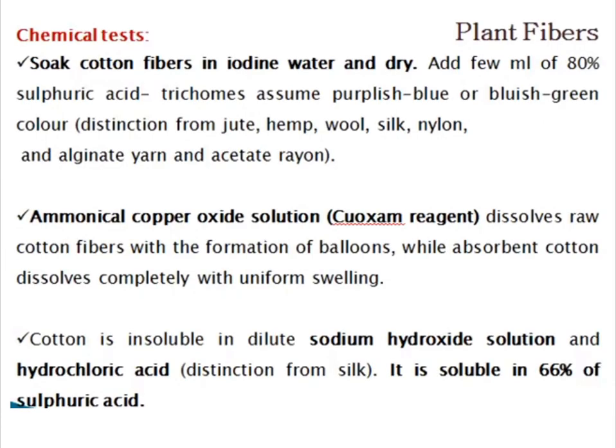Next is the chemical test. Here the cotton fiber is treated with iodine water and dried. After drying, add a few ml of 80% sulfuric acid. The hair-like substance, the trichomes, acquires a purple to blue or bluish green color. It is a distinction test from jute, hemp, wool, silk and all the other fibers, which won't give any blue or purple color when treated with iodine water.